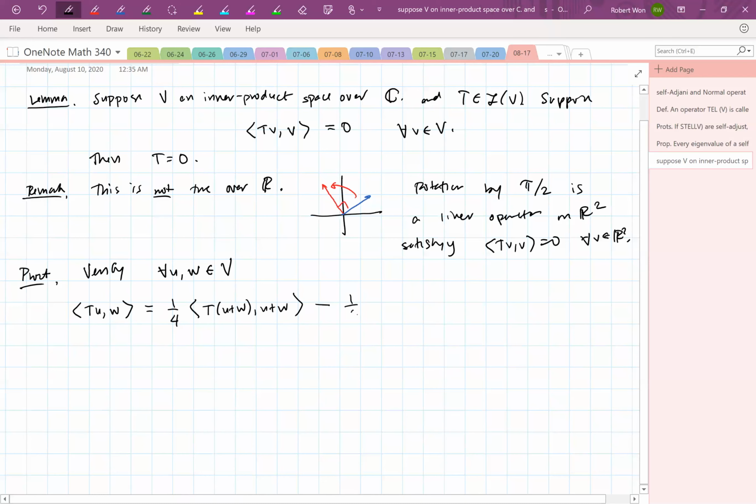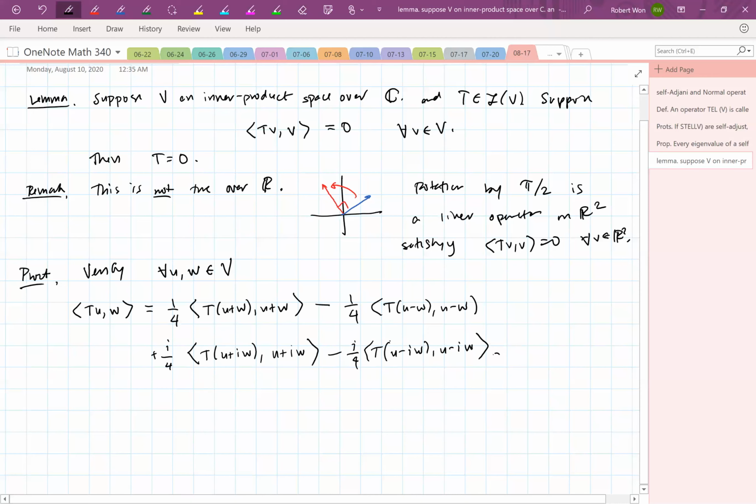Minus 1/4 times the inner product of T(U minus W), U minus W, plus i over 4 times the inner product of T(U plus iW), U plus iW, minus i over 4 times the inner product of T(U minus iW), U minus iW.